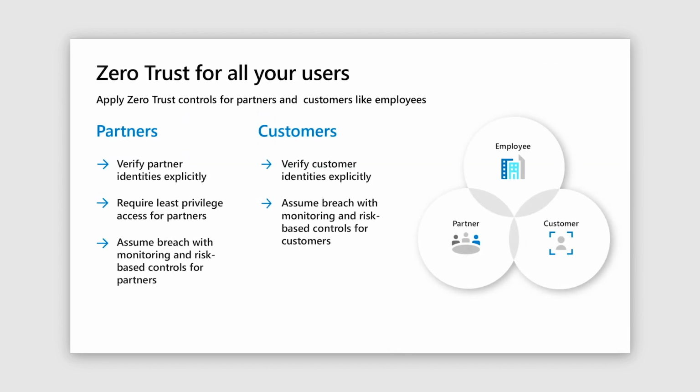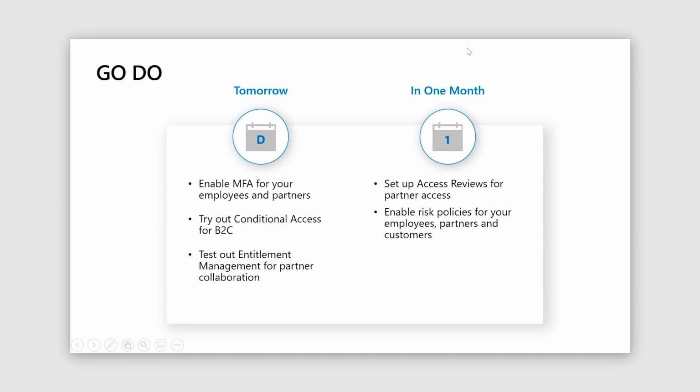To wrap up this session, we talked about how you can extend zero trust to all kinds of your users, starting from your employees to your business partners and your customers. With Azure AD Identity Governance, conditional access, identity protection, you can consistently apply security and governance controls to all kinds of users. Before you pause this video or close your browser, here are some next steps for you to embark on your zero trust journey for all your users.